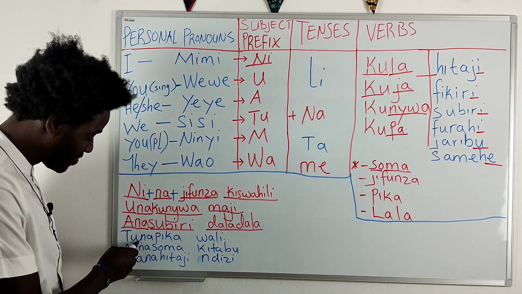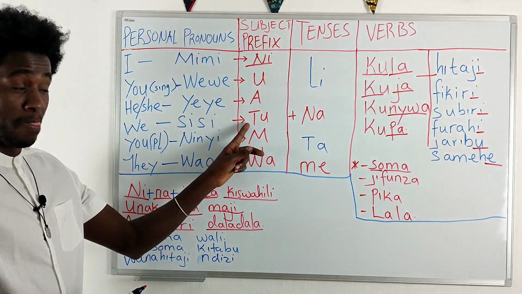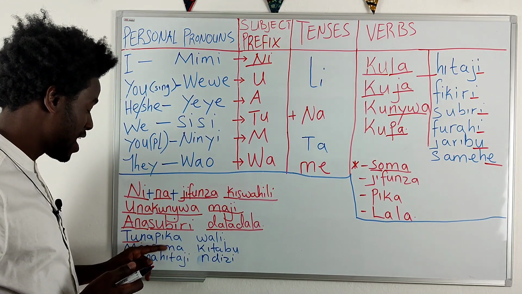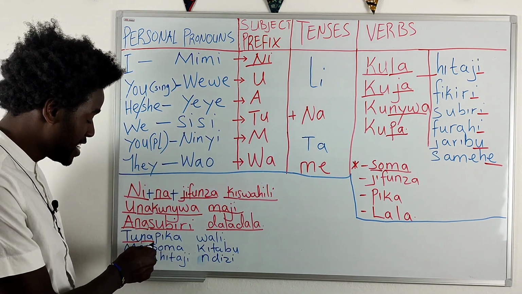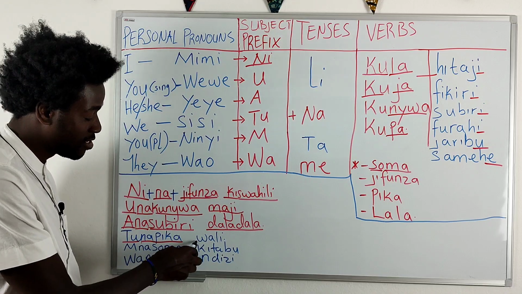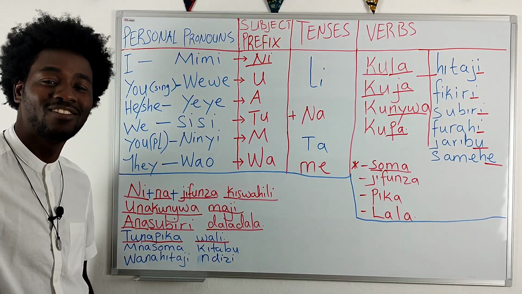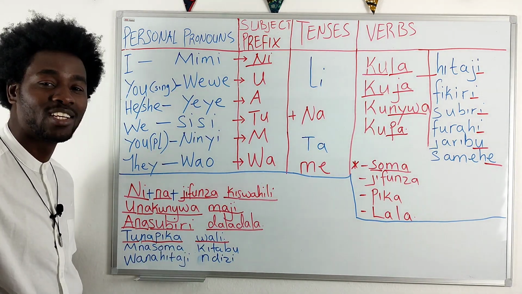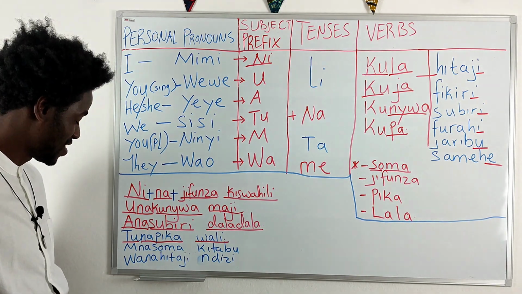And another one is for me and you. Tuna. This is now our tense. And pika, our verb, which means cook. So we are cooking wali. Wali, this is rice. So we are cooking rice. Tunapika wali. Good.